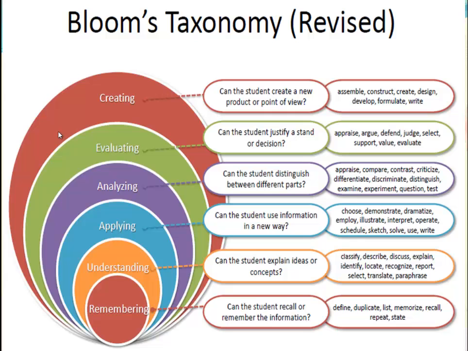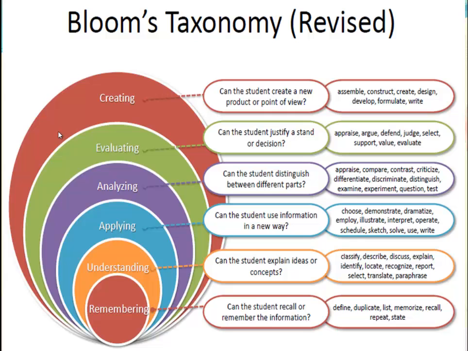According to Bloom's taxonomy, the level of students' cognition can be recognized by teachers answering some certain questions in specific stages of students' learning. For example, in the first stage, the first domain, remembering, the question to be answered is, can the student recall or remember the information? The second one, understanding: can the student explain ideas or concepts?